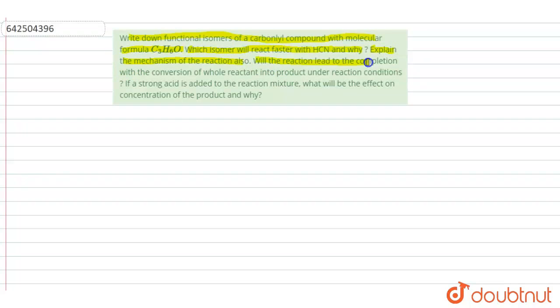The reaction leads to completion, with the conversion of the whole reactant into product under reaction conditions. And if a strong acid is added to the reaction mixture, what will be the effect on the concentration of the product and why? So here, as we know, two isomers are formed with this C3H6O. So let's write that.